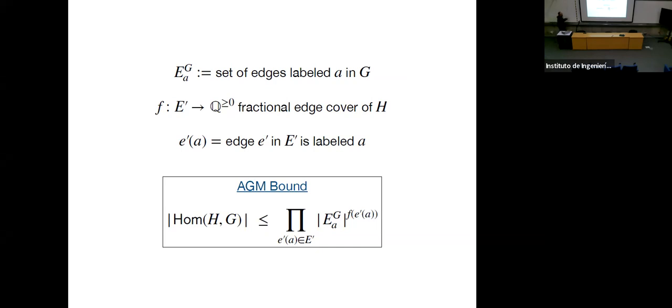Because when we say that this bound is optimal, it's optimal with respect to the best fractional edge cover for G. We will see why the size of G matters. But in the end, for instance, if you have lots of edges labeled A, you would like to take a small value on F, right? That's the idea.